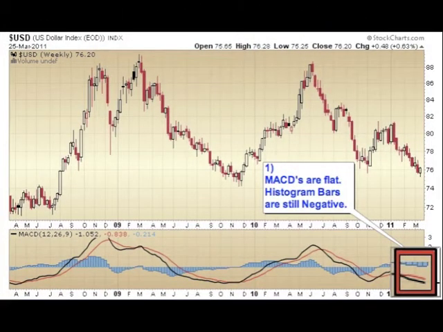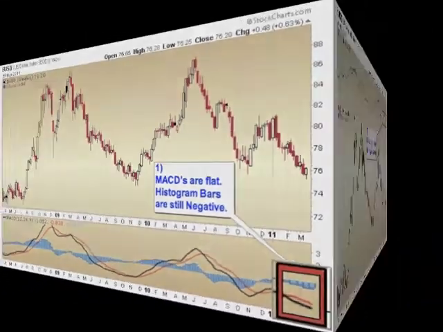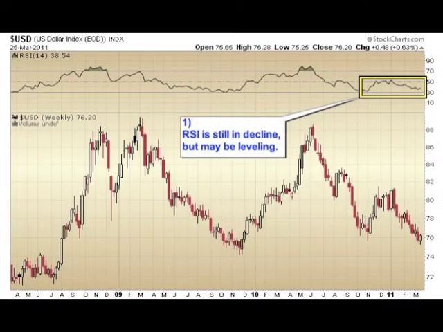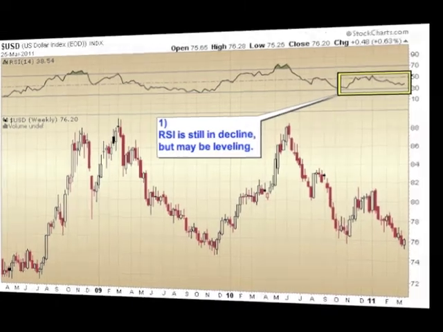And a look at the MACD shows they are still declining a bit, but they are rather flat. Histogram bars were also flat, and they're negative too. We gave this one a red mark. And a look up top at the relative strength index shows that it's still in decline, but it may be leveling off a bit here, so we went ahead and gave this one a yellow mark.